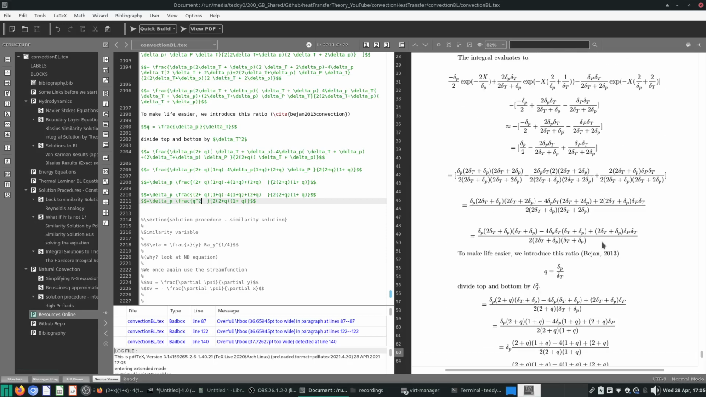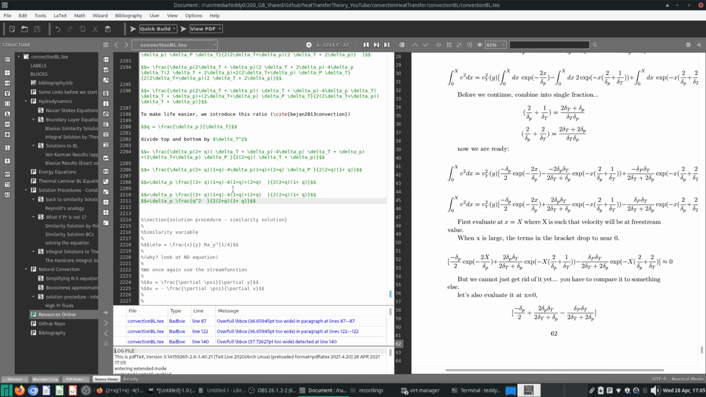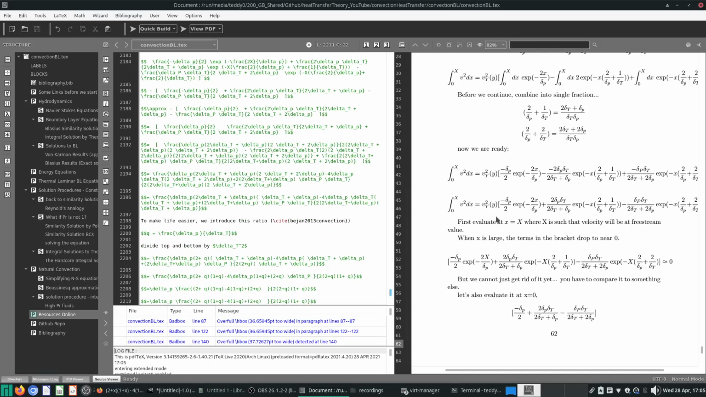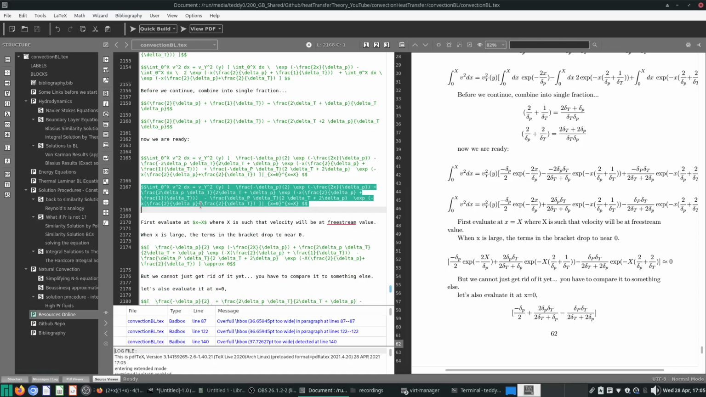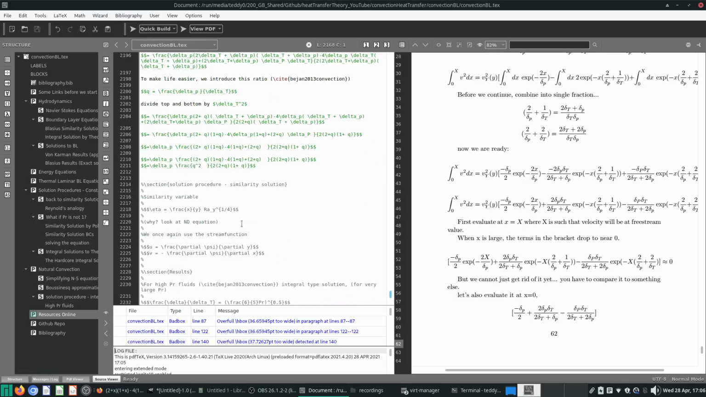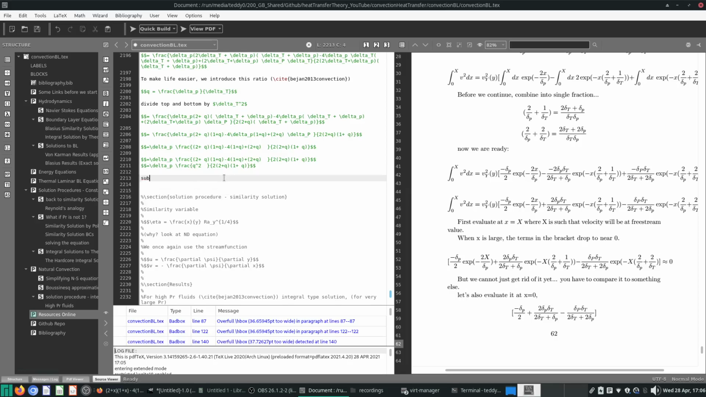Okay, so let's substitute this back into the integral. This very messy integral. Okay, substitute into the integral.